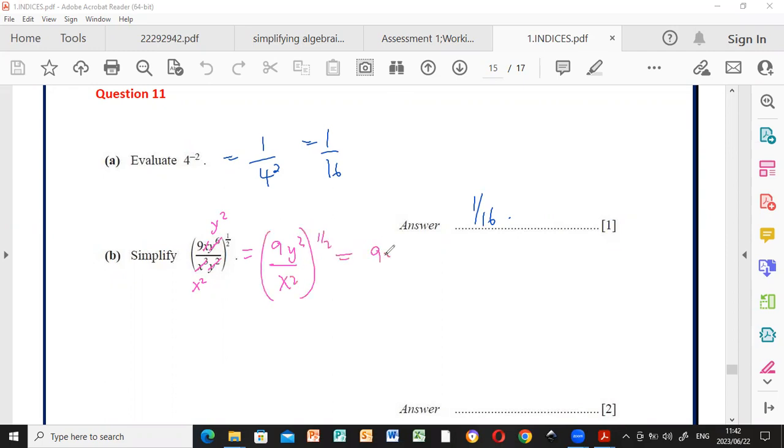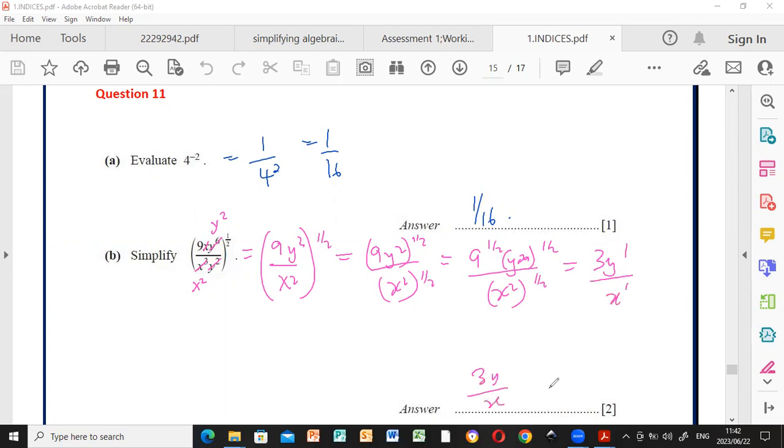So this is the same as 9y squared to the power of half all over x squared to the power of half. So this is the same as 9 to the power of half, y to the power of 2 to the power of half over x to the power of 2 to the power of half. So 9 to the power of half, we get 3. That's the square root of 9. Y to the power of 2 to the power of half, we get y to the power of 1. X to the power of 2 to the power of half, we get x to the power of 1, which is basically 3y all over x. That's our solution. So our solution is 3y over x.